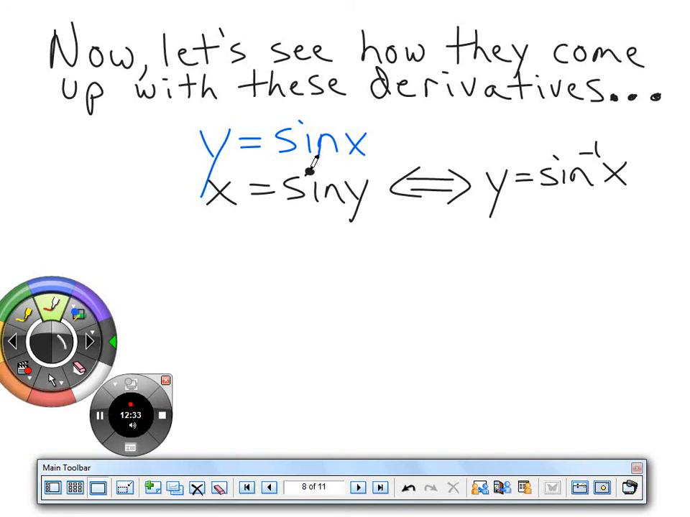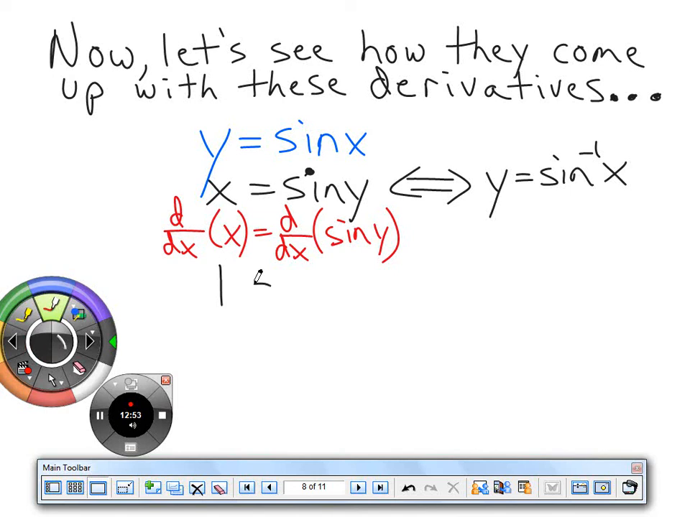So what I'm going to do is take the derivative of this and see what we get. So let's take the derivative of both sides, d dx of x and d dx of sine y. If we take the derivative with respect to x on the left-hand side, it would just be 1. That's kind of nice. And the derivative of the right-hand side is going to rely on implicit differentiation, so it's going to be cosine y, and then you have to multiply by the derivative of that, which would be y prime. So we're going to isolate the y prime. So we have y prime equals 1 over cosine y.